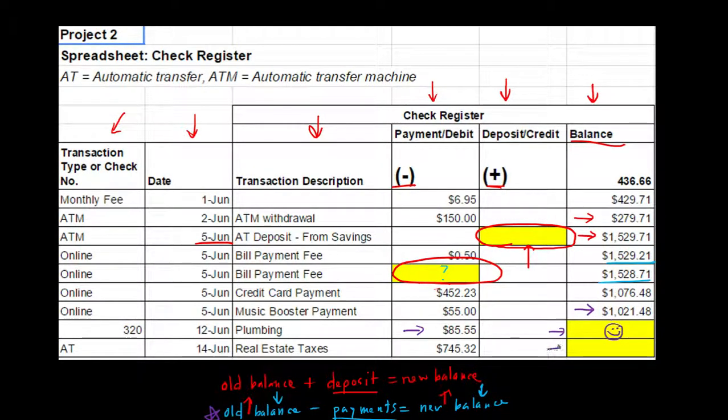Now to fill out the final box, I'll take that new balance, right? So I'm representing it with a smiley face. I'll take that new balance. There was another payment or debit. So once again, I'll use this equation. Old balance, which is this guy, minus this payment, will give me my final balance.